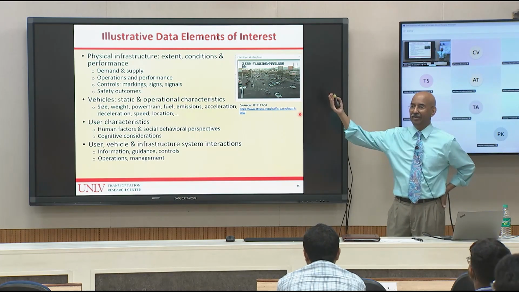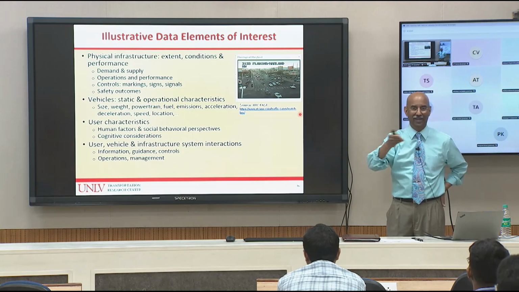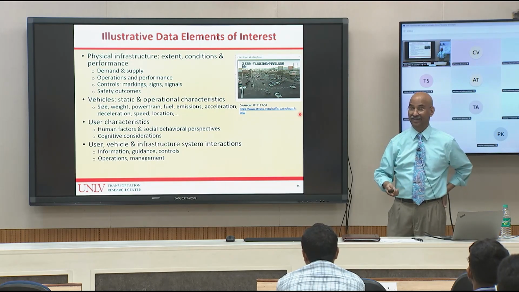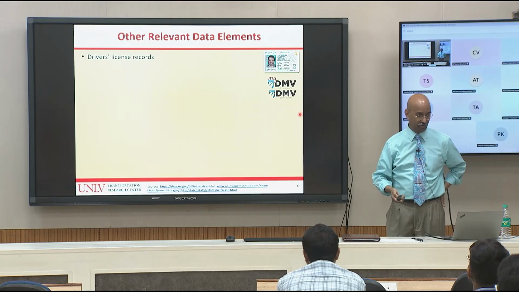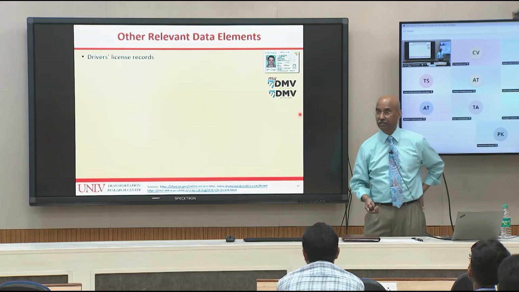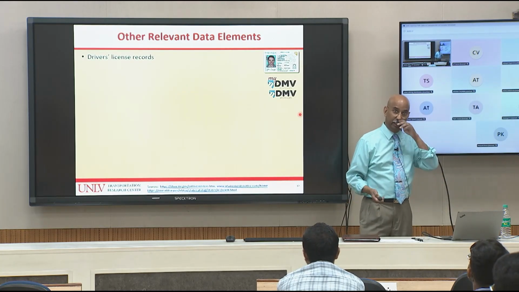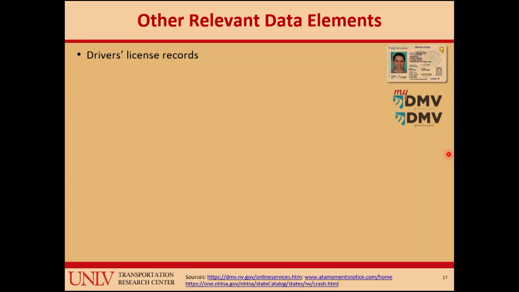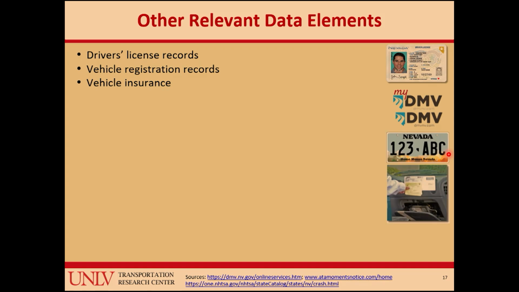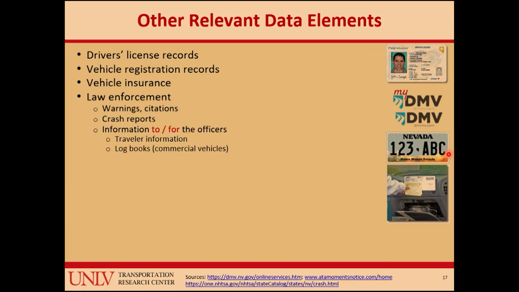So the intended original purpose was something else. Now, how do we engineer that to get data that is useful to us? Other data elements, I'm going to go over quickly because I've already touched upon them. The key is how do you tie these together? The driver's licenses, vehicle registration, vehicle insurance, and law enforcement. We talked about repeat violators, warnings, citations or challans, and information that we give to officers about the travelers in the motor vehicle.